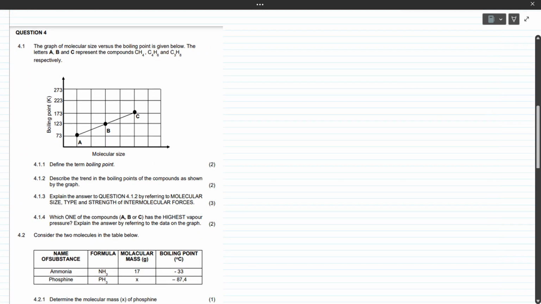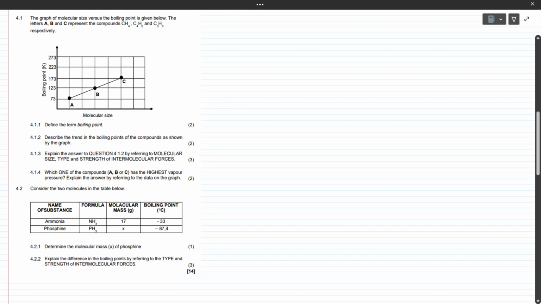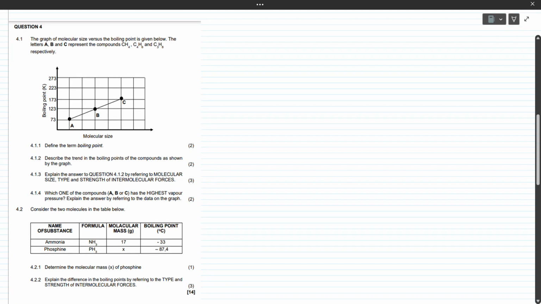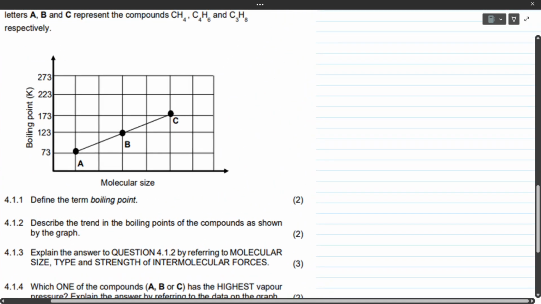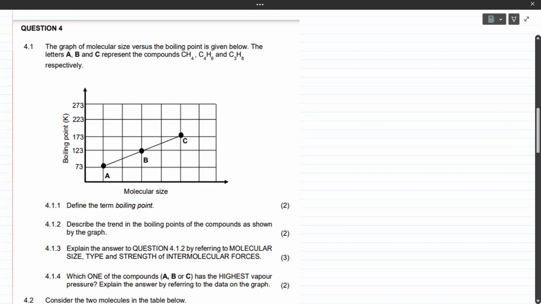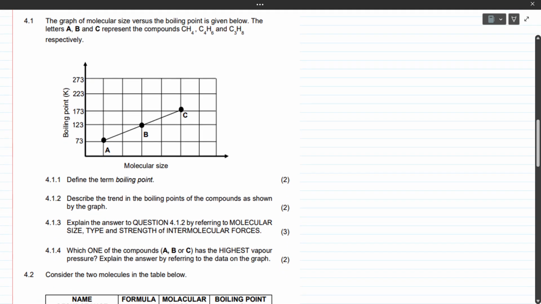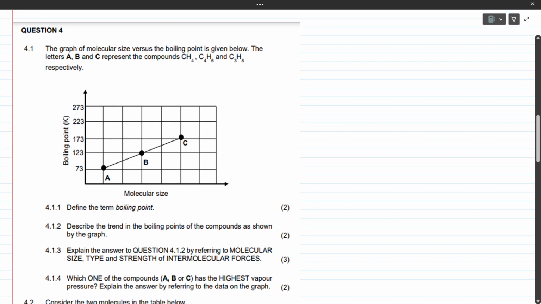We're now going to go over to practice an exam type question, this question 4. So we're going to look at the graph together and we'll go through it. So firstly, we've got a graph here where you've got your boiling point versus your molecular size, right? And they're giving you 3 compounds. They're giving you CH4, C4H6, and C3H8.